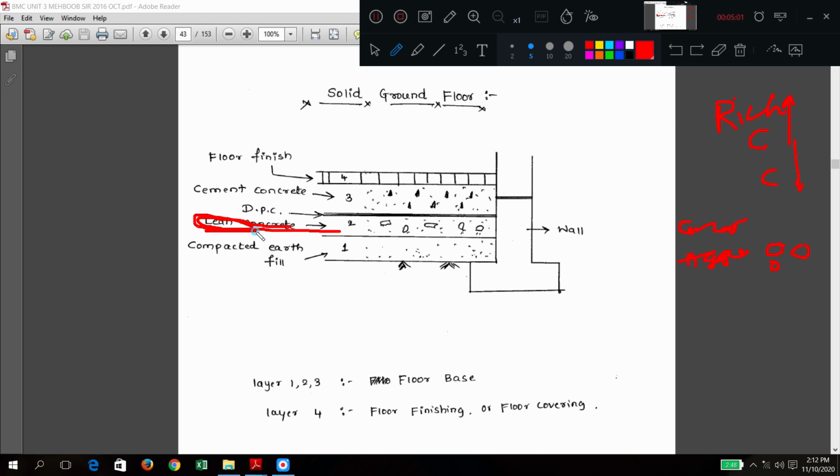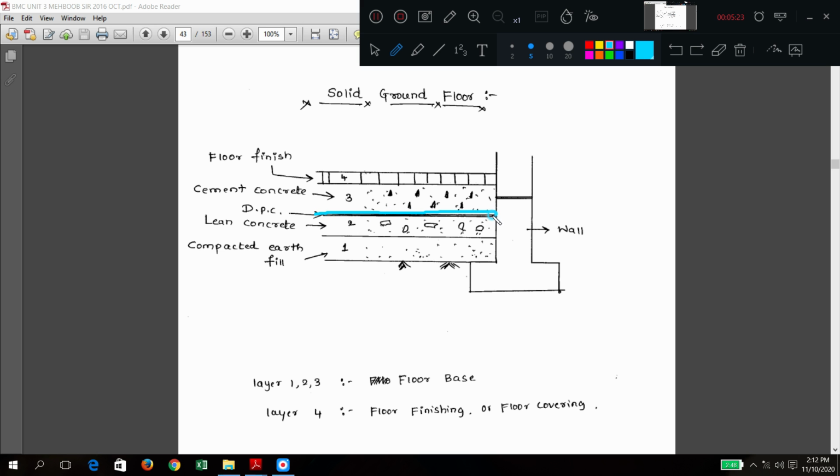Okay, so lean concrete means one layer which also acts as a strong foundation for the things which will come on top. So first is compacted earth, second is lean concrete. After placing the lean concrete, you have one small thin layer.